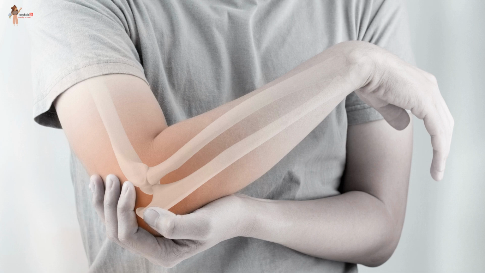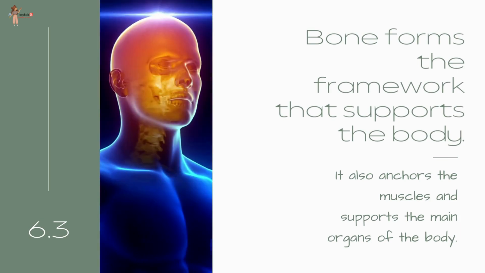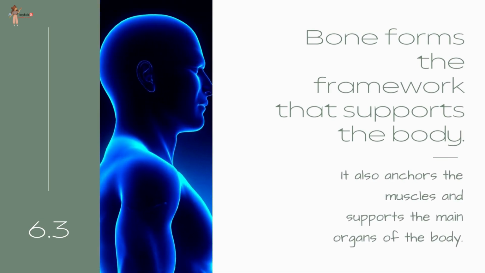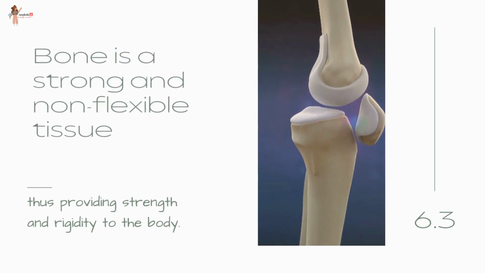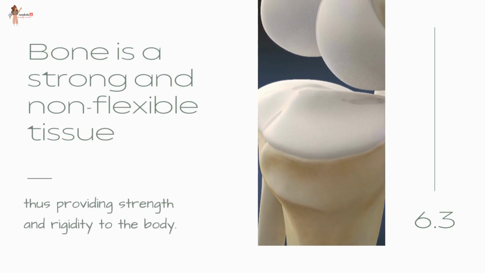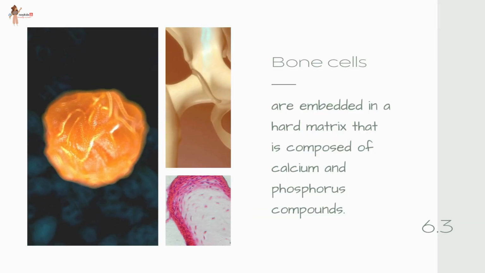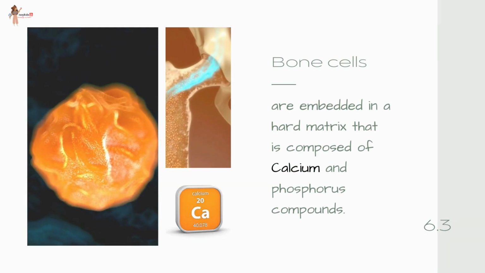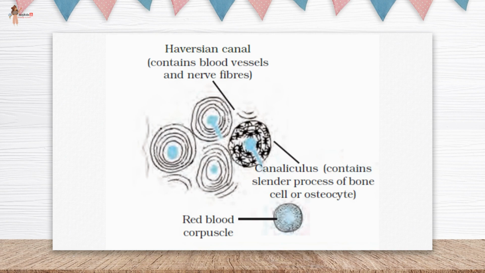Bone is another example of a connective tissue. Bone forms the framework that supports the body. It also anchors the muscles and supports the main organs of the body. It is a strong and non-flexible tissue, thus providing strength and rigidity to the body. Bone cells are embedded in a hard matrix that is composed of calcium and phosphorus compounds. Here is how a compact bone tissue looks like.